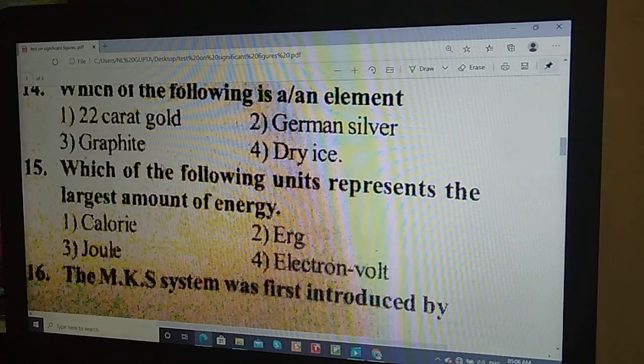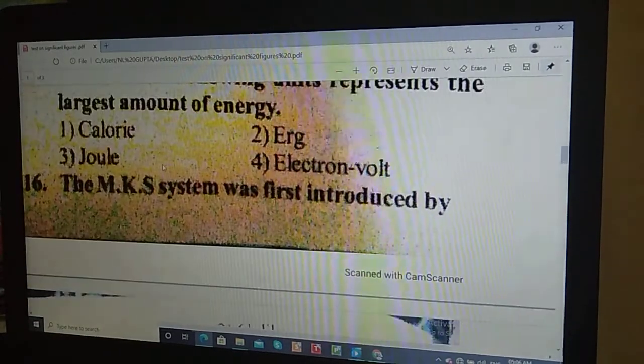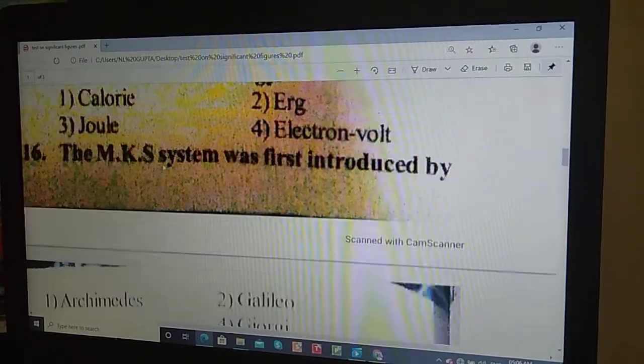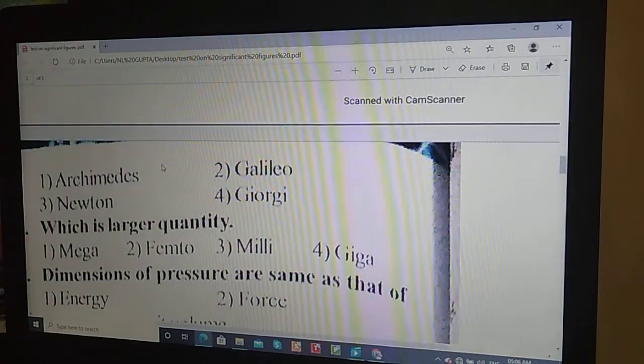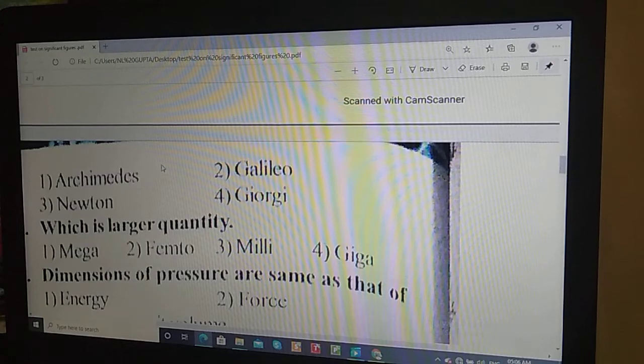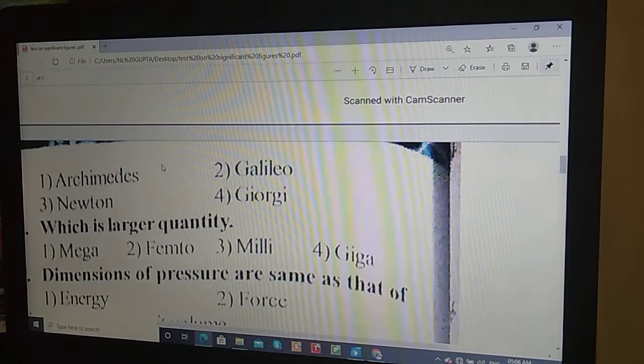Now question number 16, if you want to know, student, the MKS system was first introduced by whom? The MKS system was first introduced by Giorgi. So this is a name-based answer, student, that is Giorgi. Option number 4 is the correct answer.